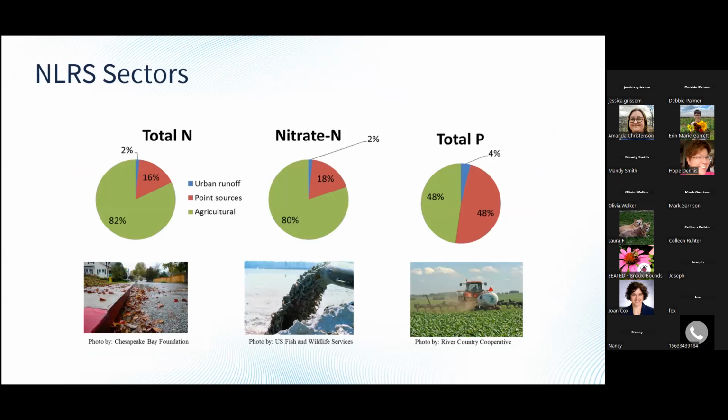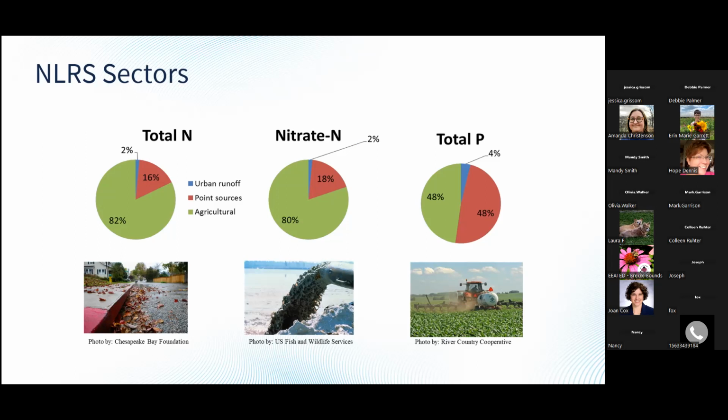I mentioned the different sources that the NLRS addresses. We also refer to them as sectors. The 3 different sources or sectors that the NLRS examines for nutrient loss are urban runoff, which is what goes down the storm drain, so think about stormwater when you hear urban runoff; point sources, which are typically wastewater treatment facilities; and then agriculture. On these charts, it shows the percentage that's attributed to each one of those sources. So ag is the highest contributor of nitrogen loss at about 80%, and ag and point sources are split evenly for phosphorus loss at 48% each.